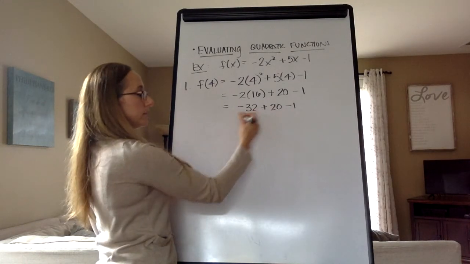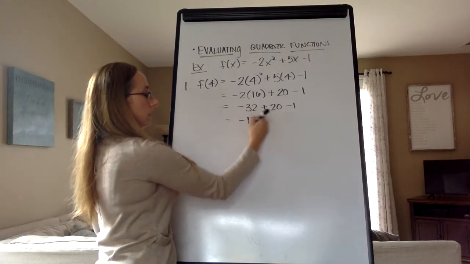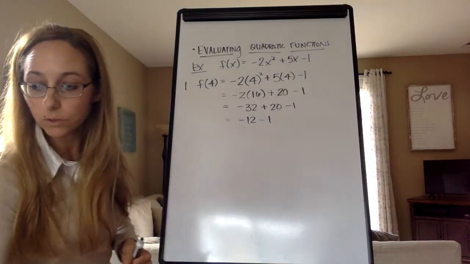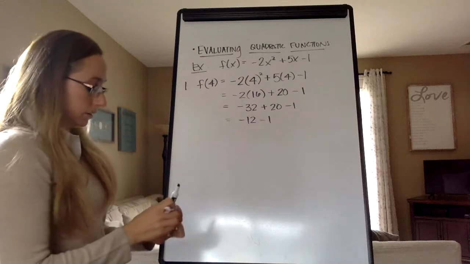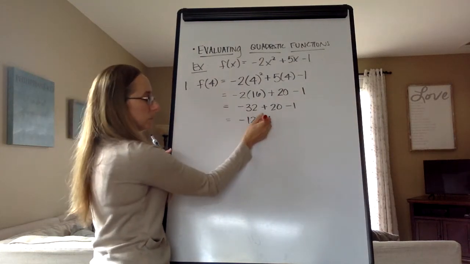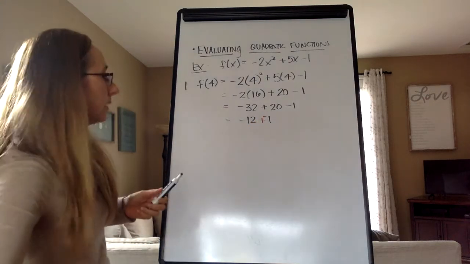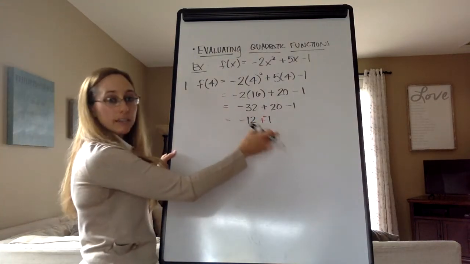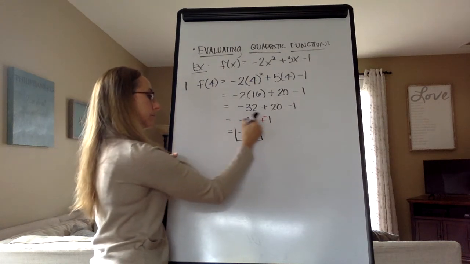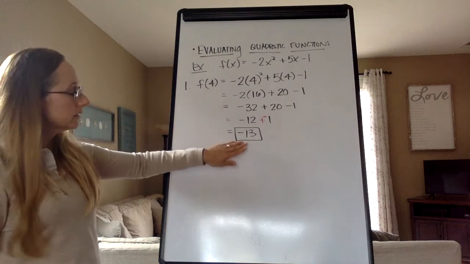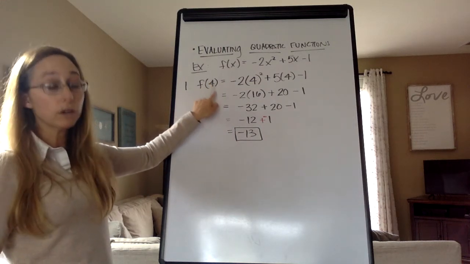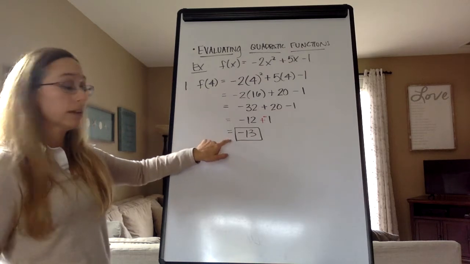Negative 32 plus 20 is negative 12 minus 1. And negative 12 minus 1, when you are subtracting, you do change. So it's going to be plus a negative. So negative 12 minus 1 is the same thing as negative 12 plus negative 1, which gives you negative 13. So f of 4 is equal to negative 13. Again, that's saying the function evaluated at the value of 4 is equal to negative 13.